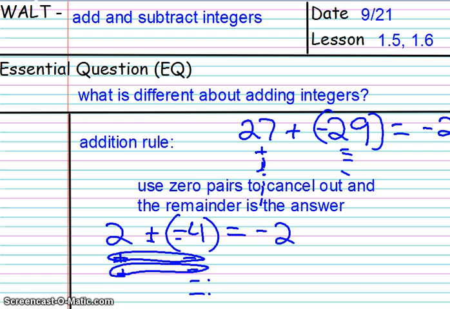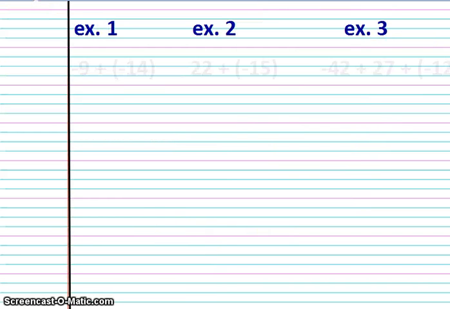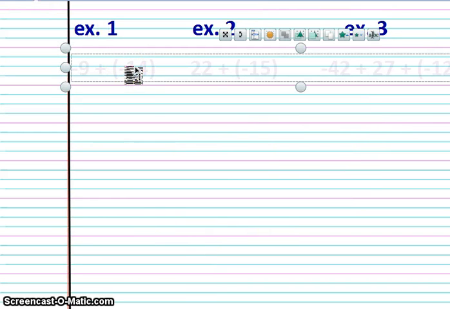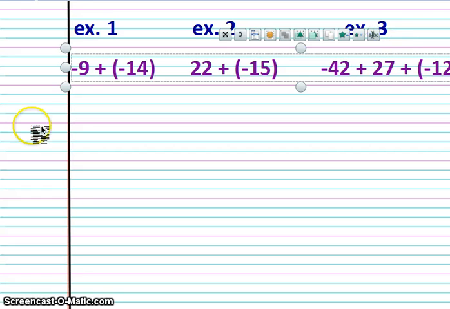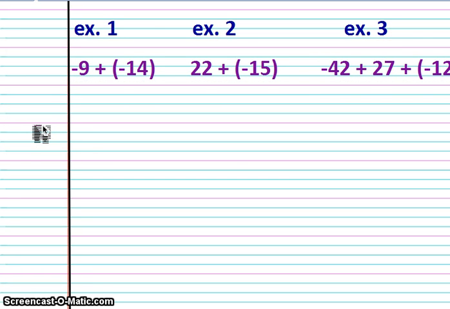So we're going to go over some more examples of that in class, but I want you to understand that concept now of making the zero pair. Here are a couple more examples that I would like to look at right now. There are more numbers and more checkpoints, but once you get the concept of this, it's going to be pretty easy. So let's say we have a negative 9 and a negative 14.